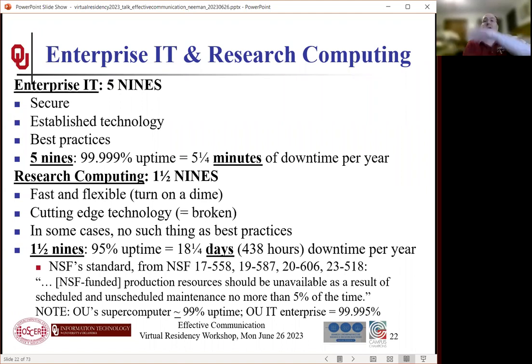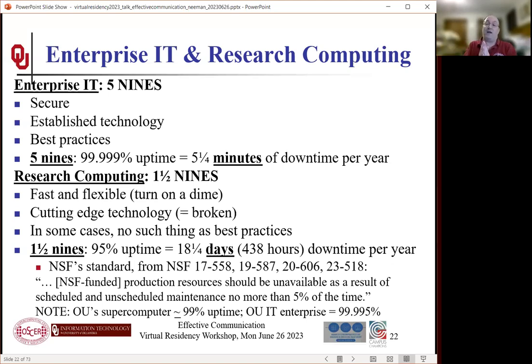Research computing is the exact upside down of enterprise IT. We want, I'm not making this up, 1.5 nines, 95% uptime, right? We need to be fast and flexible, got to be able to turn on a dime, right? Today we're doing such and so. Tomorrow we may get an email from a researcher with a giant pile of money, so the university cares very much, who says, I need to do this totally new thing that you guys have never done before. Okay, now we're doing that new thing. The university needs it. It's important. Now suddenly it's a priority. We never thought about it before, and suddenly we're going to do it.